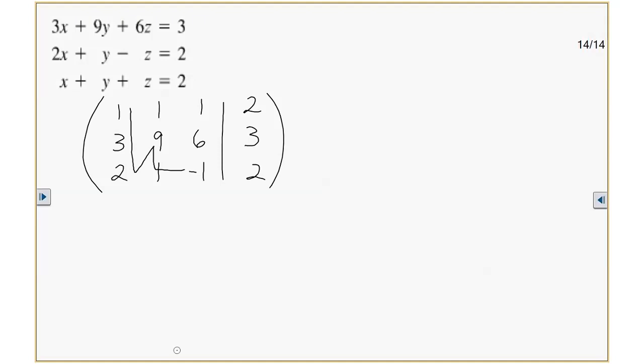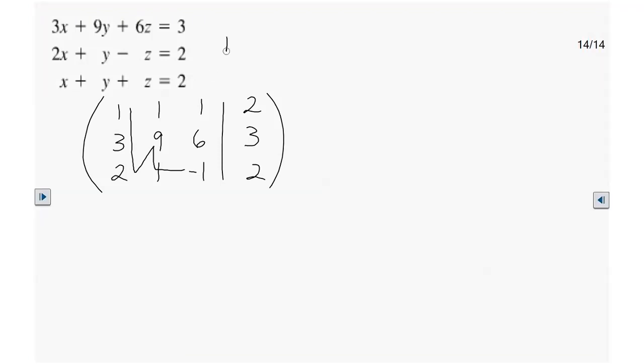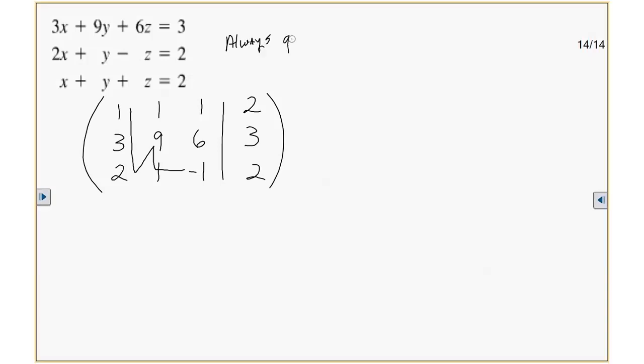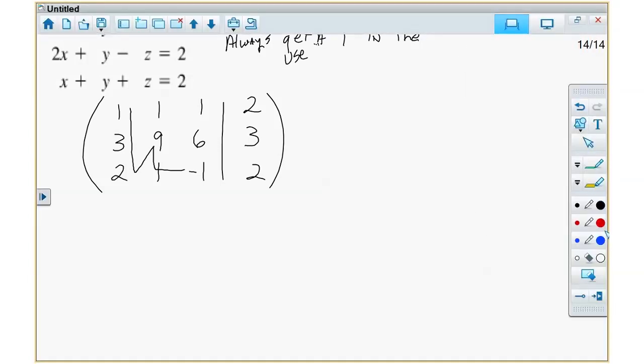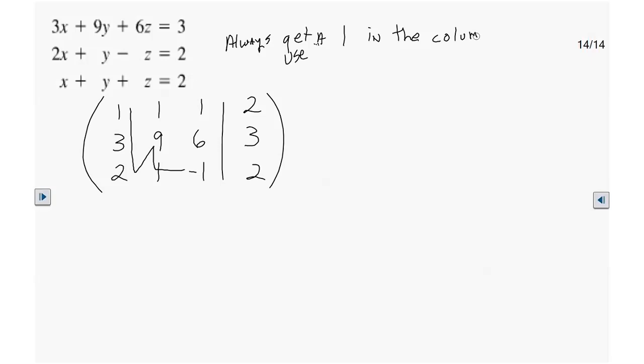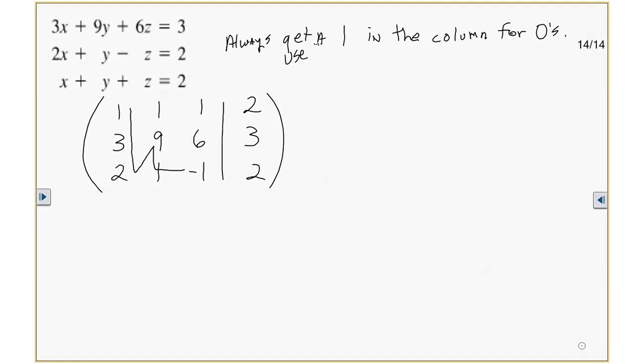Now, one rule that you want to remember is you always want to get a 1, or use a 1 in the column for zeros. You can't get zeros without a 1. I jumped at that. We want to divide row 1 by 2. Yeah. You always have to have a 1 in the column that you're trying to get zeros. That's all right, but I needed to tell y'all that anyway, because you can't get a 0 in a column if you don't have a 1 in the column. So that's why I tell students, get that 1 there first.